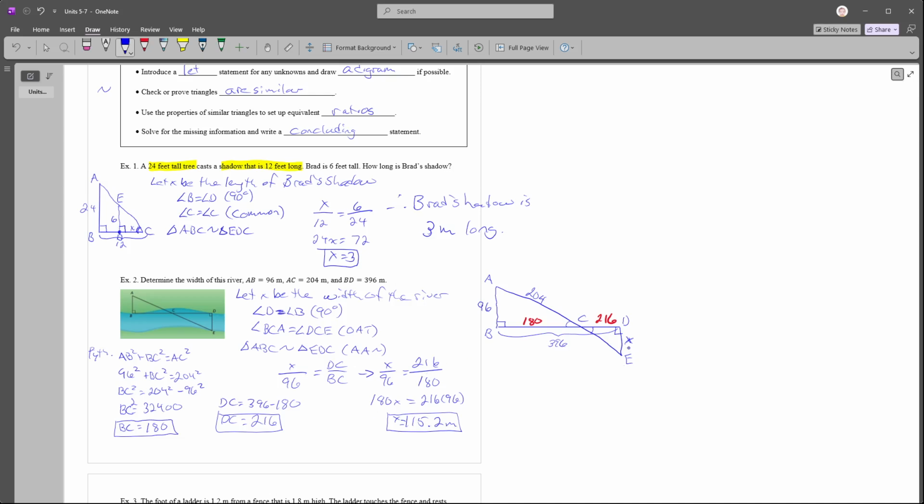So what did we just calculate? We calculated the width of the river. So that's our therefore statement. Therefore, the river is 115.2 meters across.